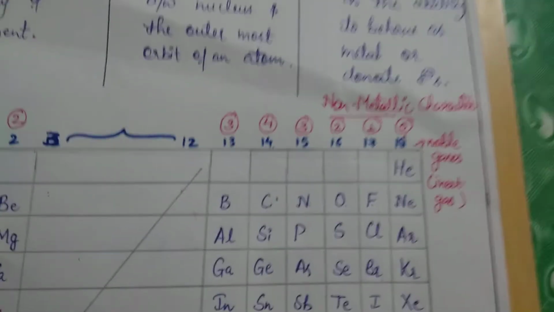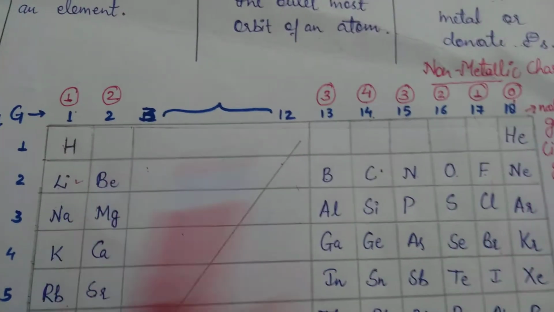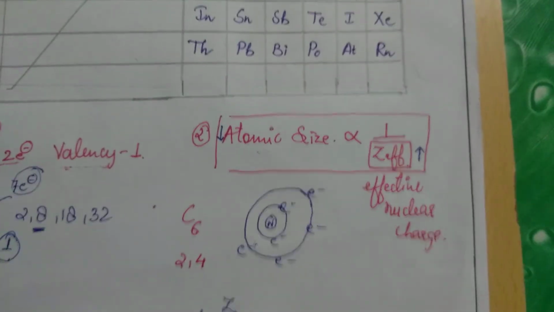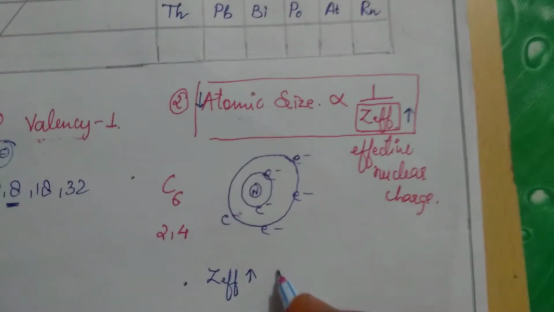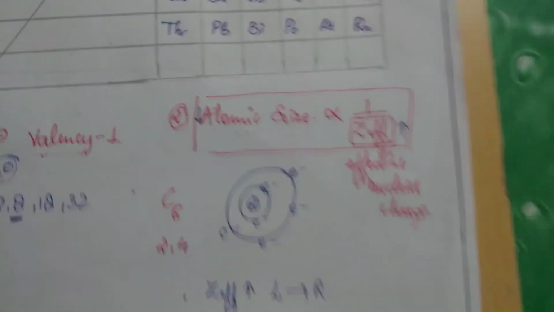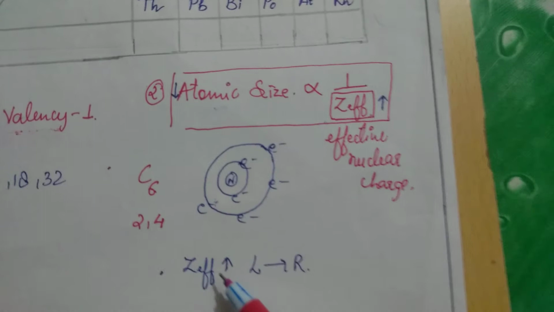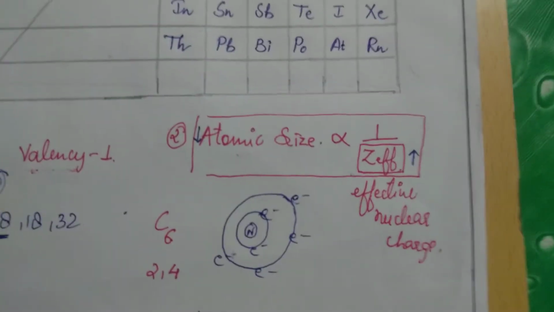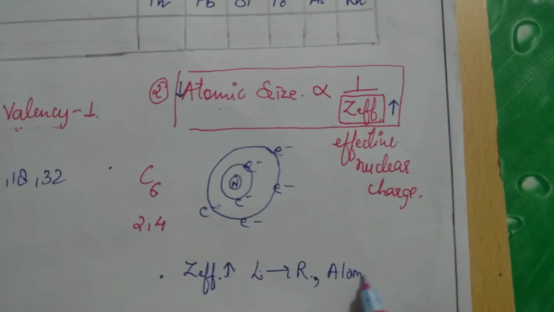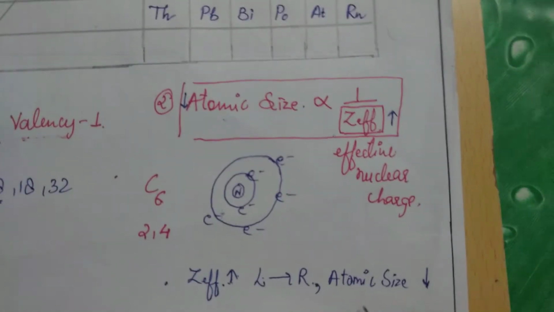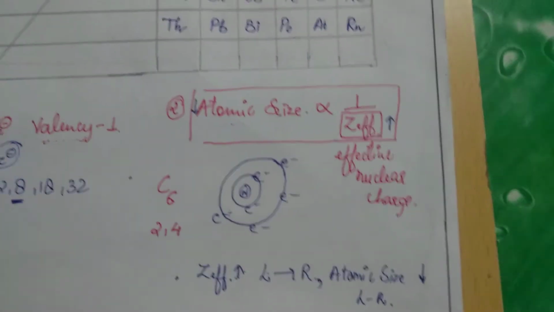Okay, now let me tell you one thing: when we move from left to right in a period, like this is the left side and this is the right side, Z effective increases. So I'm just going to write this here. Z effective increases when we move from left to right. Now after knowing this relation, we can come to a conclusion that if Z effective is increasing from left to right, it means that atomic size decreases from left to right. I hope this is clear to all.